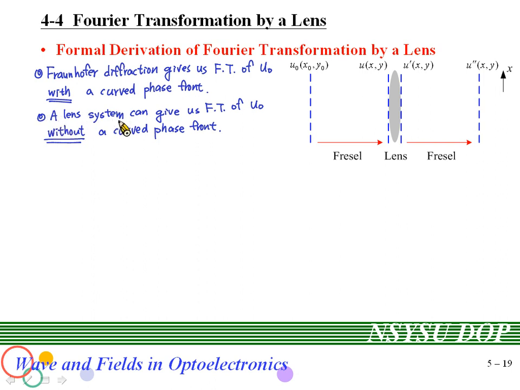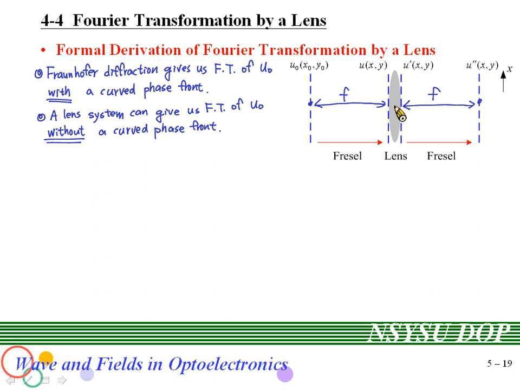The lens system defined here is formed like this plot. We have a thin lens of focal distance f, and the start point here has a distance f with respect to the lens. The observer at the other side here also has a distance f with respect to the center thin lens.